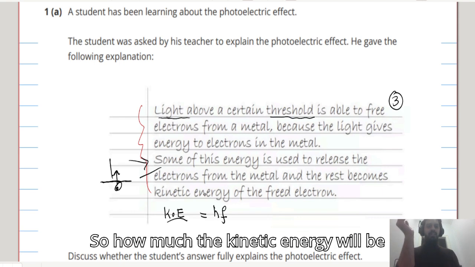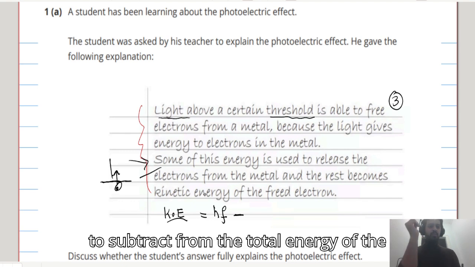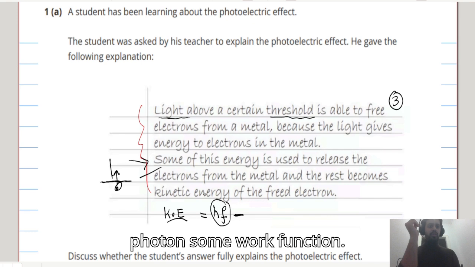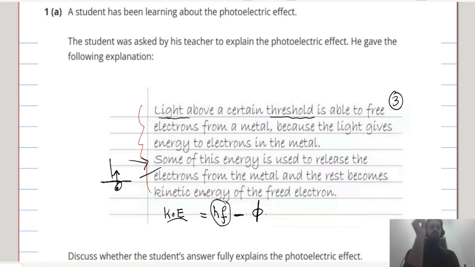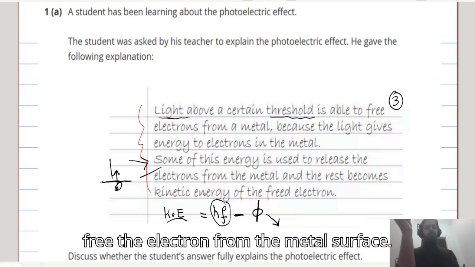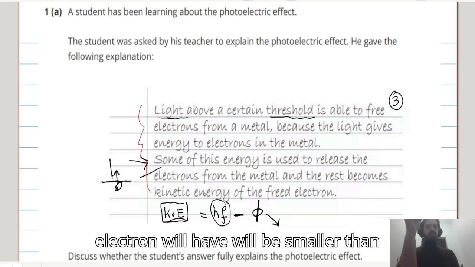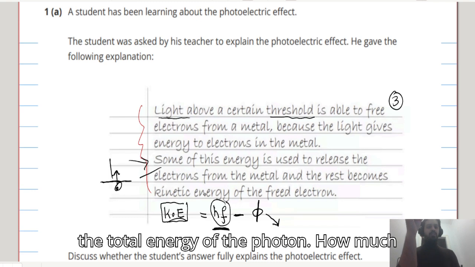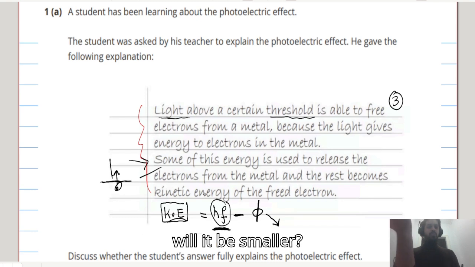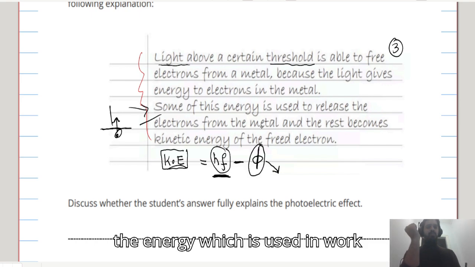So how much smaller will the kinetic energy be than the total energy of the photon? It will be smaller, which means we have to subtract some work function from the total energy of the photon. This is the energy that we used just to free the electron from the metal surface. So the final kinetic energy that the electron will have will be smaller than the total energy of the photon. How much smaller? It will be smaller by the same amount as the energy which is used as work function.